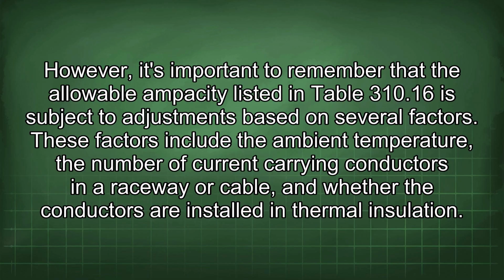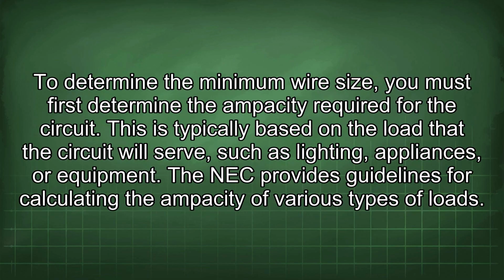These factors include the ambient temperature, the number of current-carrying conductors in a raceway or cable, and whether the conductors are installed in thermal insulation. To determine the minimum wire size, you must first determine the ampacity required for the circuit. This is typically based on the load that the circuit will serve, such as lighting, appliances, or equipment. The NEC provides guidelines for calculating the ampacity of various types of loads.